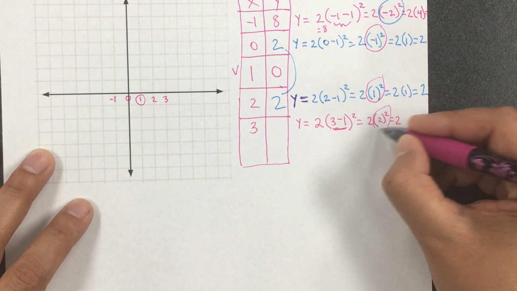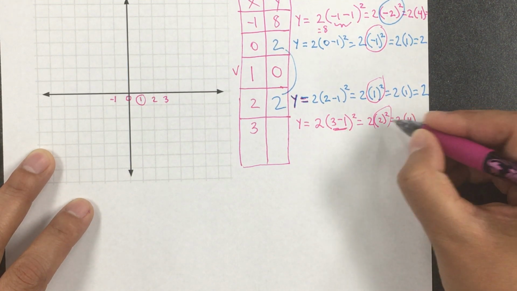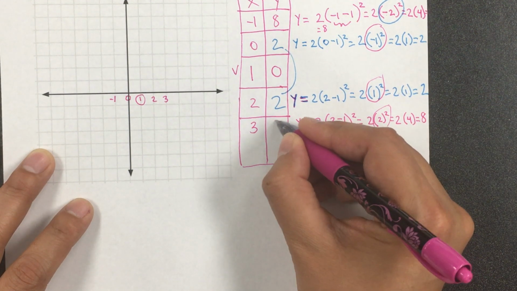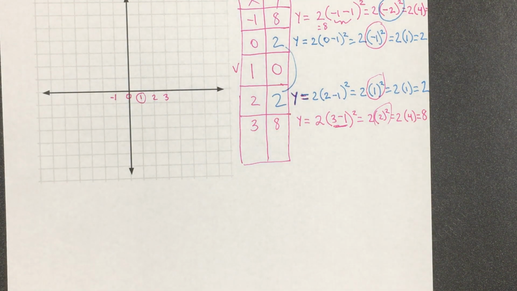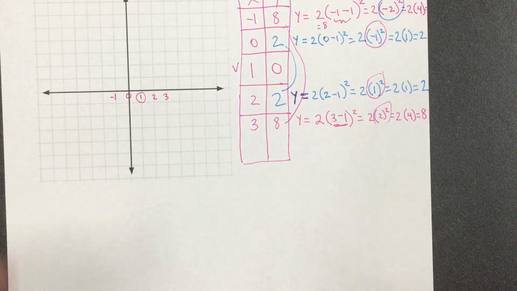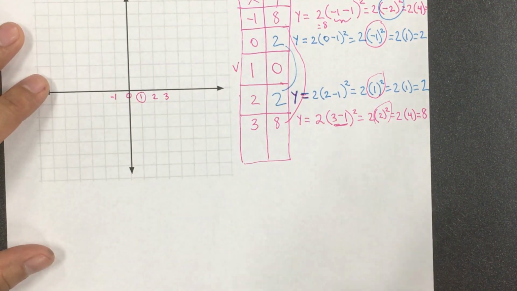2 times 4, because 2 times 2 is 4. And then 2 times 4 gives me 8. So now I have enough. I have the points. And notice how also these are the same. Okay? Again, this is because they are symmetrical.